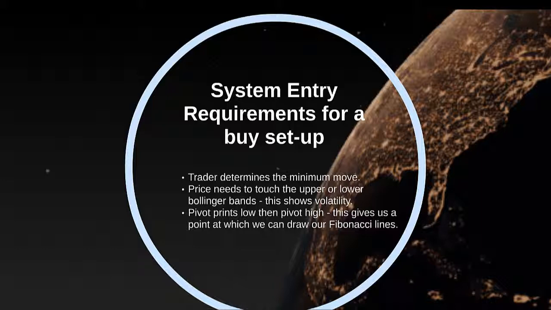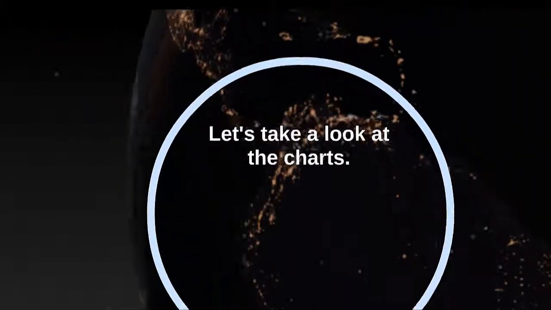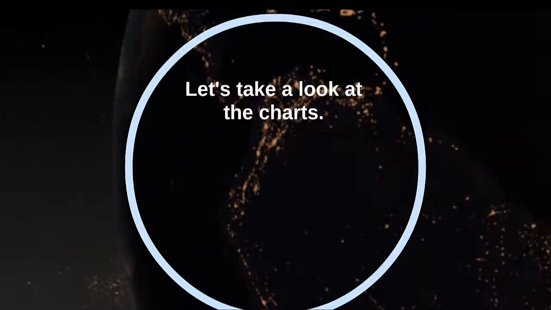We need to have our pivots print a low then a high, and this gives us a point at which we can draw our Fibonacci lines. If you've never used the FIB Trader before, I think you're going to enjoy this video because we're going to walk you through step by step how you set up the buy signal and how you select and go into those trades. So let's have a look at our charts now and go through each one of those points so we've got a really good idea of exactly what we're talking about.